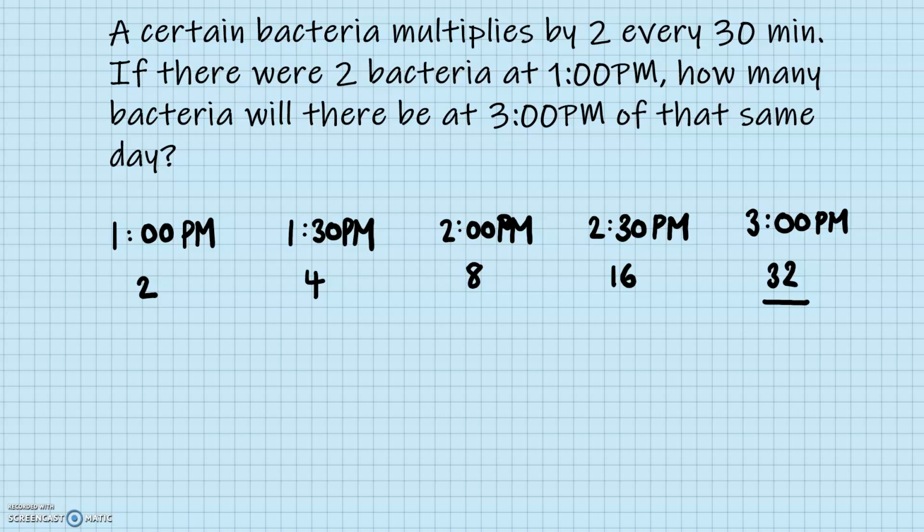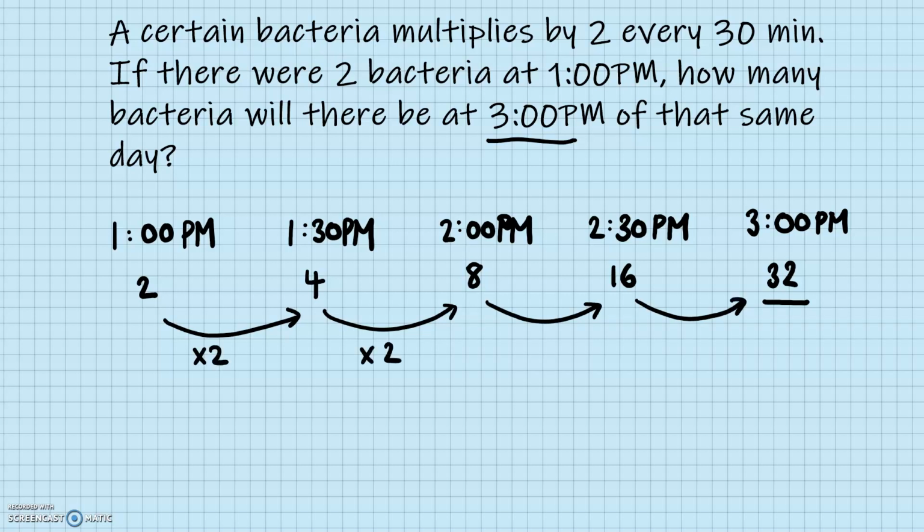But if this was a longer time, like 11 p.m. or something, how would you be able to solve this? Well, first of all, this looks like a geometric sequence, right? We're multiplying by the same number each time. This is not an arithmetic sequence because the difference is not the same, but the ratio is the same. It's being multiplied by 2 each time.